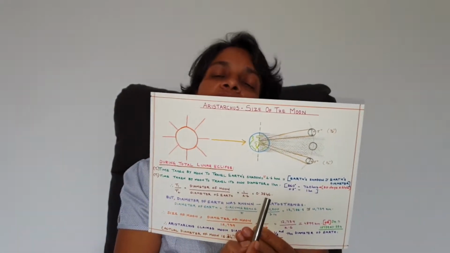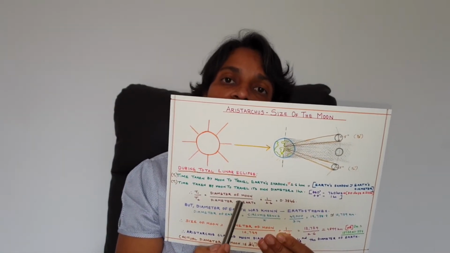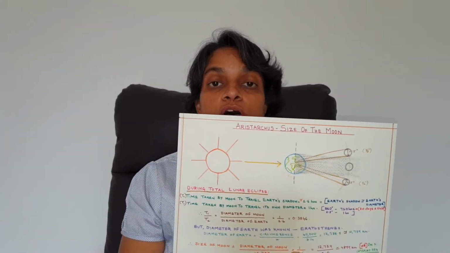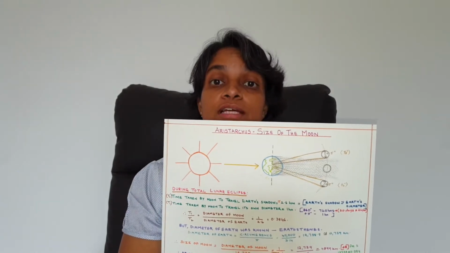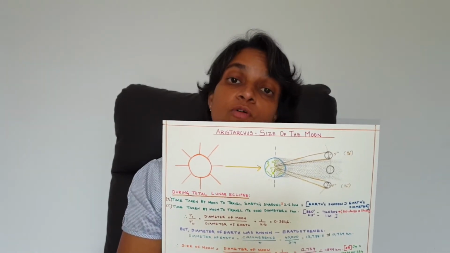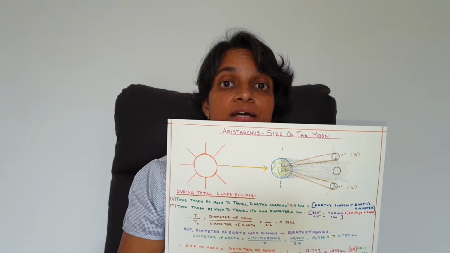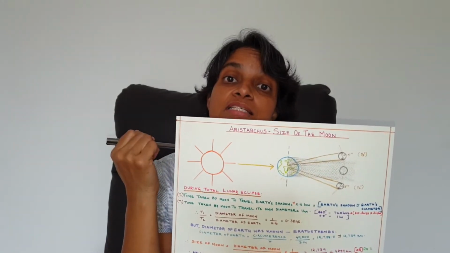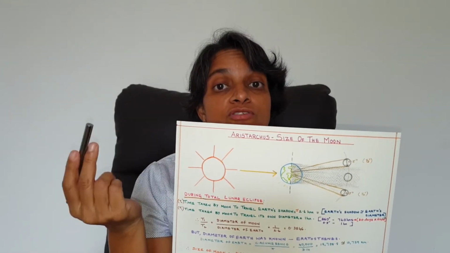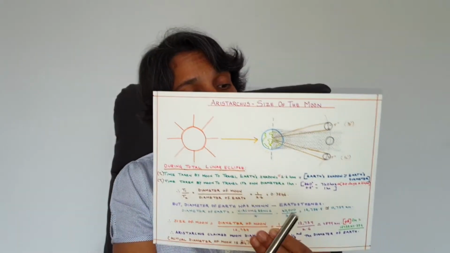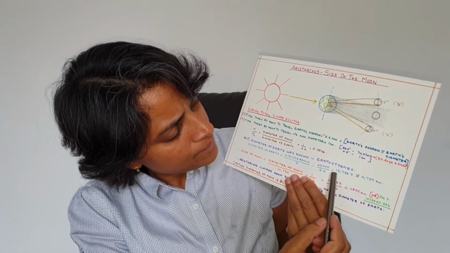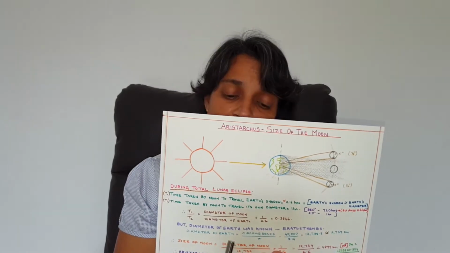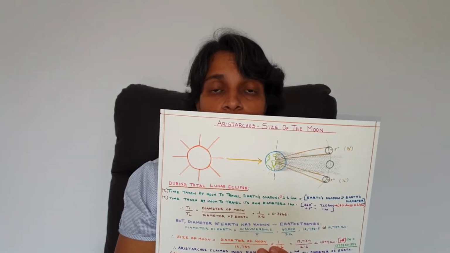and the value of 1 by 2.6 is 0.3846. Now, at this point of time, he already knew the diameter of the Earth, because Eratosthenes had calculated the circumference of the Earth and it was 40,000. And diameter is circumference by pi. Pi is 3.14. So 40,000 by 3.14 gives you somewhere around 12,739 kilometers approximately. So the diameter of the Earth was already known.